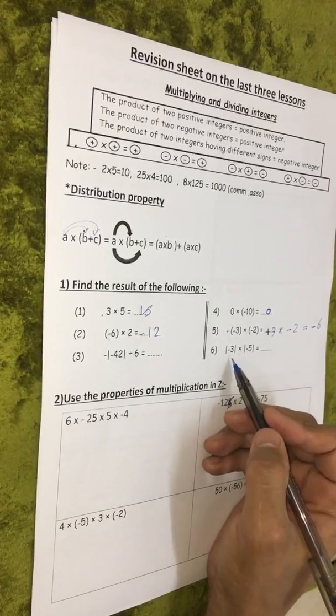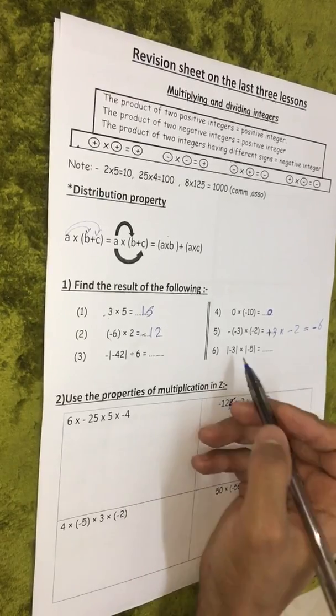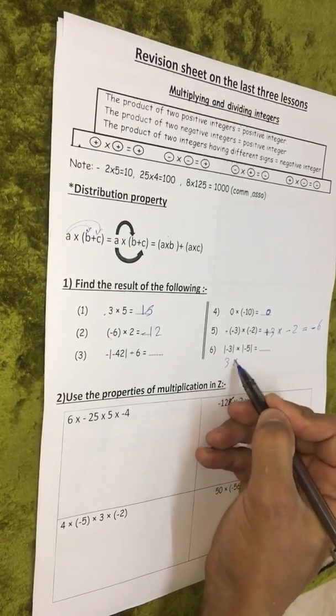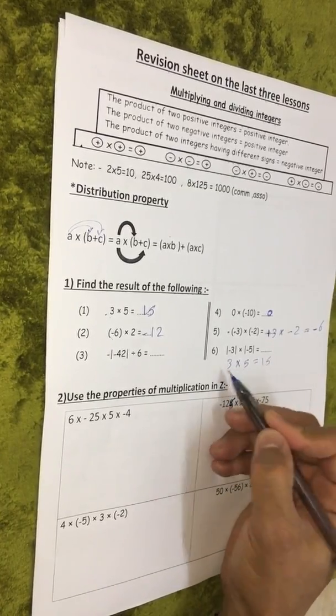Okay, in this question you have the absolute value. What are you doing in this case? You must simplify this. Absolute value of 3 equals 3, by absolute value of 5 equals 5. Now you can multiply 3 by 5 equals 15. Positive by positive equals positive.